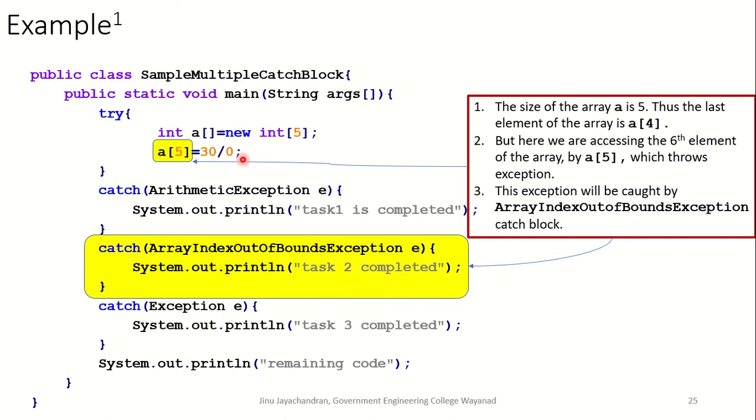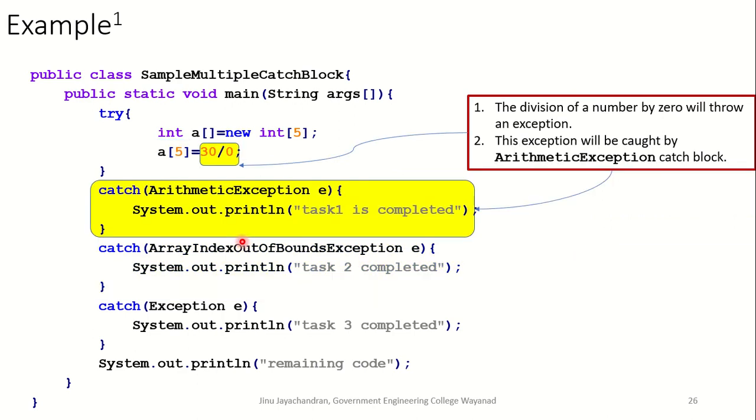When you execute this code, this will be caught by this catch statement, and it says "task to complete", which means that it has caught the exception. Now on the right hand side of this assignment statement, you have division by 0. This division by 0 is an arithmetic exception which will be caught by the corresponding catch block.